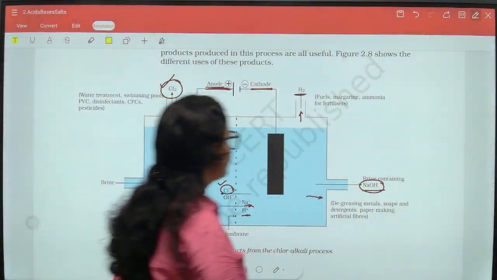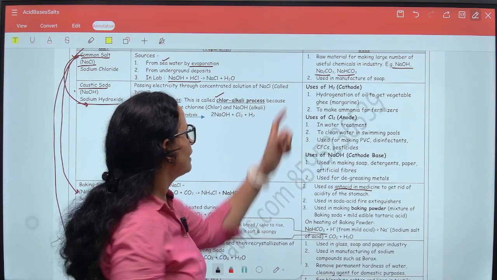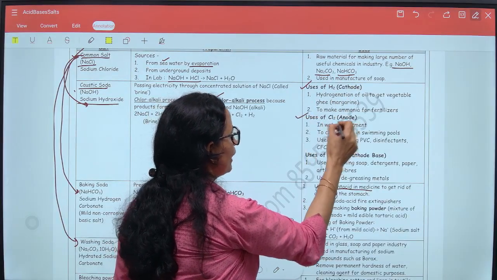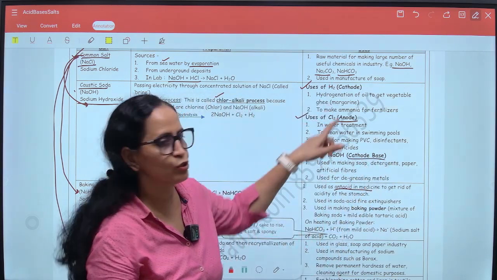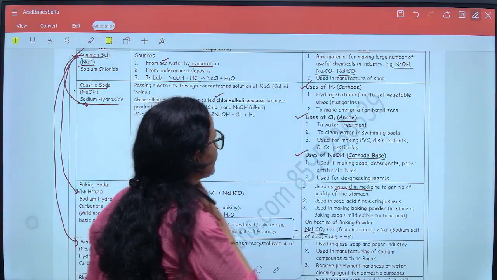Now let's go back. So here the important components that get released are hydrogen at the cathode, chlorine at the anode, and NaOH at the cathode base. So the location of all the three is very important. You should remember this. Now where is hydrogen gas used?